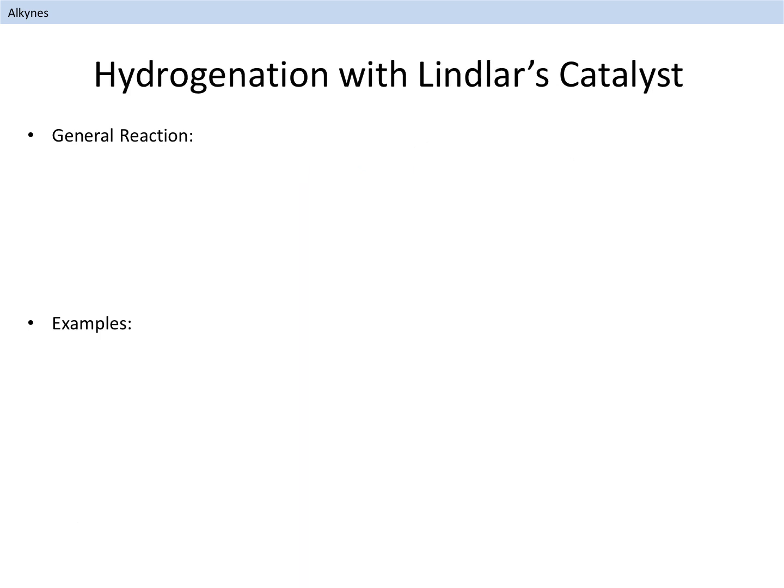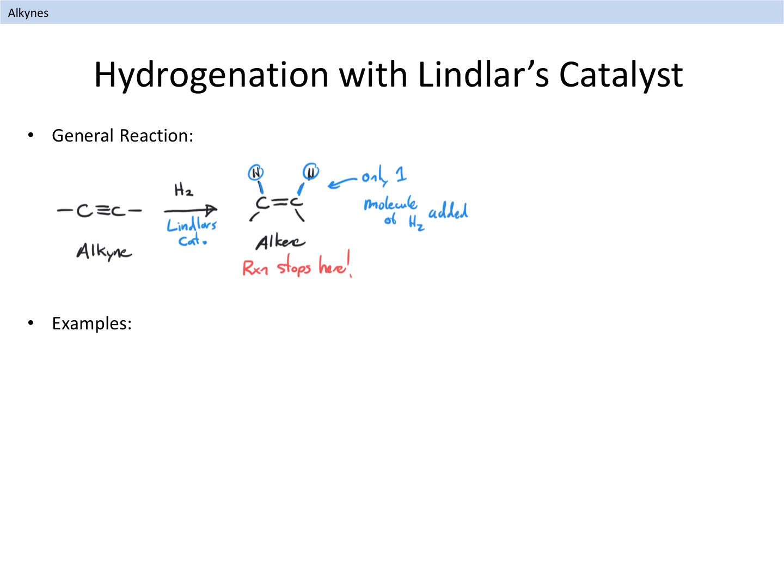Lindlar's catalyst is a modification to the catalyst used in the hydrogenation of alkynes. Lindlar's catalyst allows the chemist to selectively reduce an alkyne to an alkene, and stop, preventing any further reduction of the alkene to the alkane. The catalyst provides the ability to add only a single hydrogen molecule across the triple bond of the alkyne, and it won't add any hydrogen to an alkene.